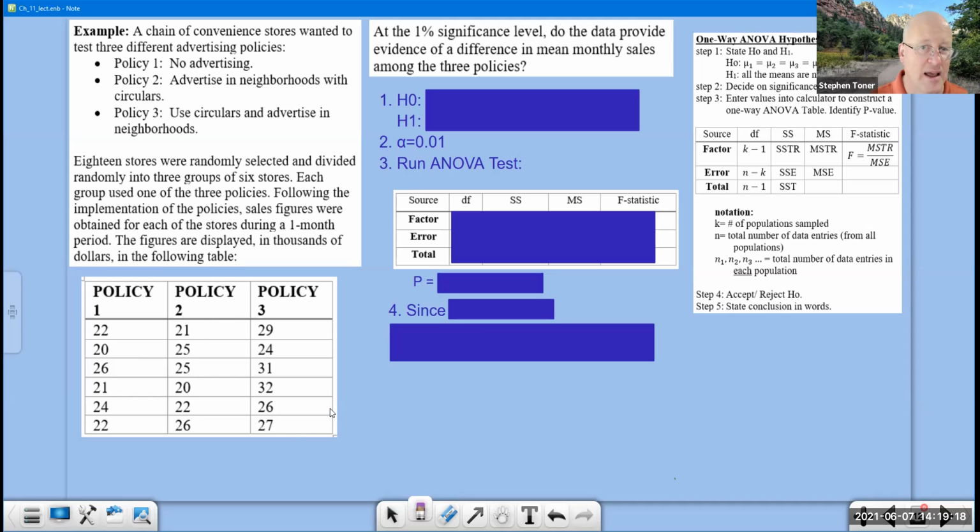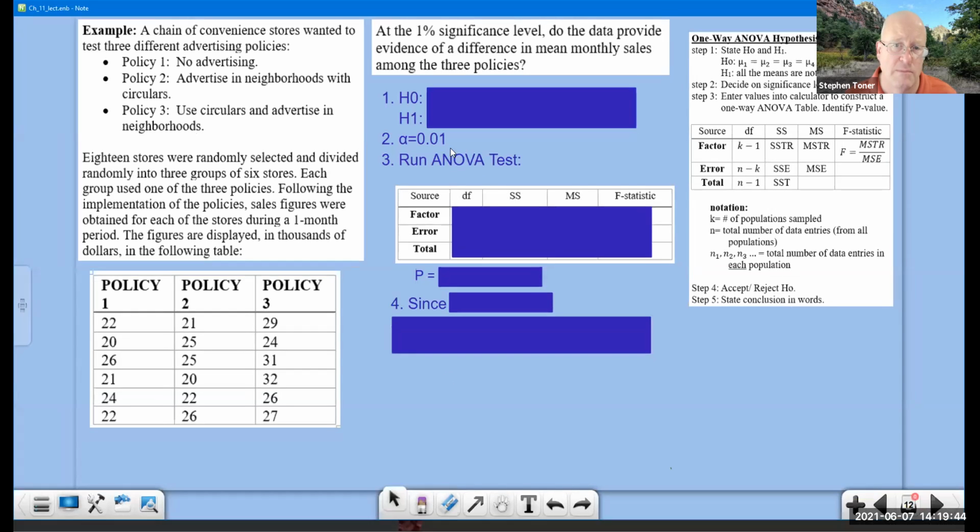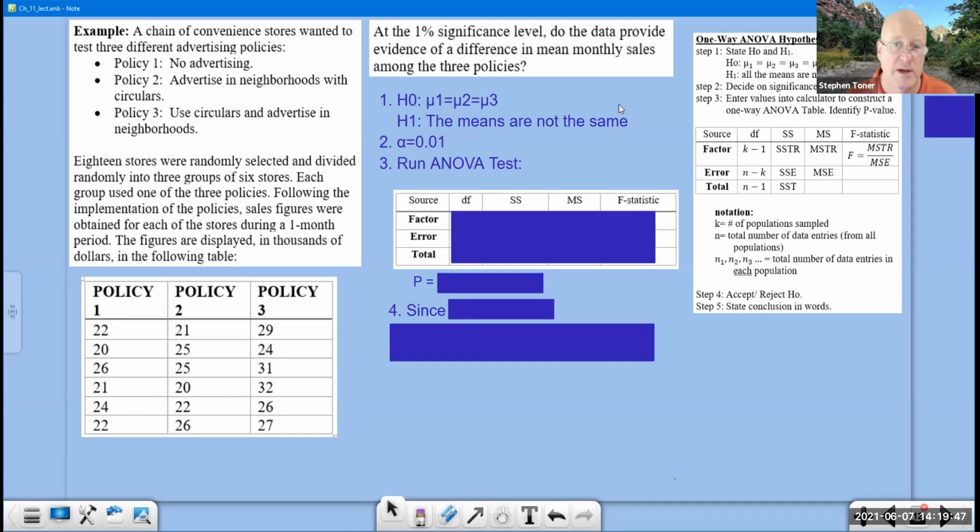Actually, once you know it's an ANOVA problem, you almost don't even need to read the problem because the context doesn't even come into play until the very, very last line. So at the 1% significance level, do the data provide evidence of a difference in means? So you know you're dealing with means. You see that you have 3 lists over here. That's the clue that tells you this is an ANOVA problem. And I'm going to, again, begin with mu1 equals mu2 equals mu3, and then alternately, I'm going to say the means are not the same.